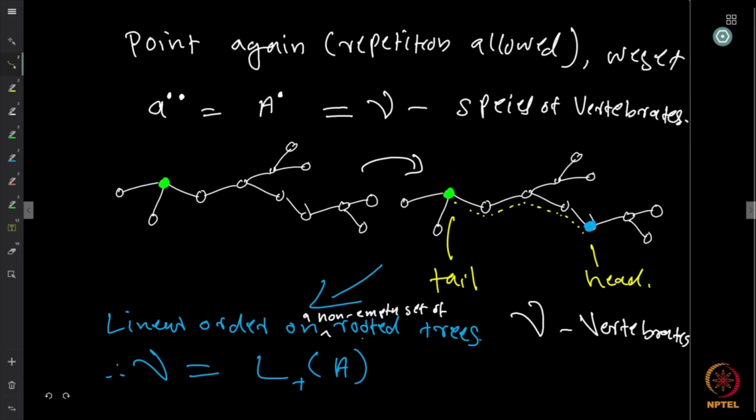But the linear order is on a non-empty set of rooted trees, because if the set is empty, then we cannot talk about this. So therefore, we have a linear order of a non-empty set of rooted trees. So we are looking at L plus of A, where L plus is the species of non-empty linear orders, and A is the species of rooted trees. So V is actually equal to L plus of A, right? Okay.